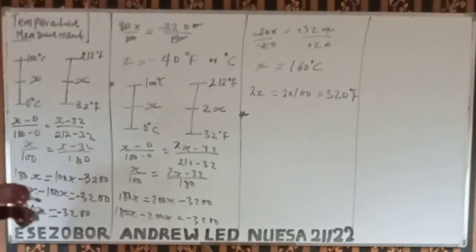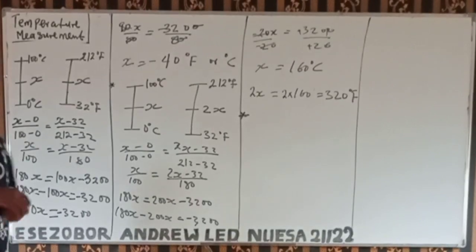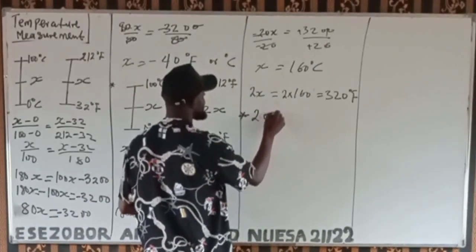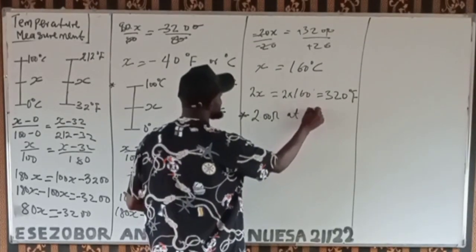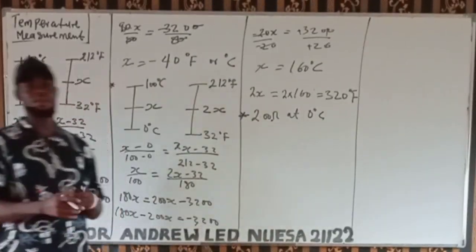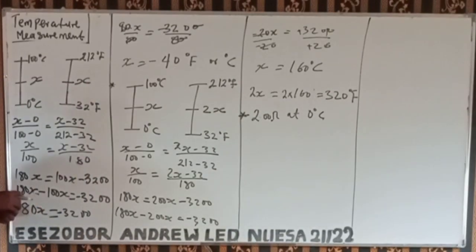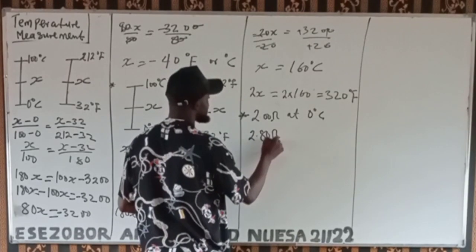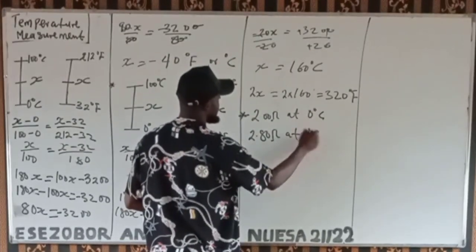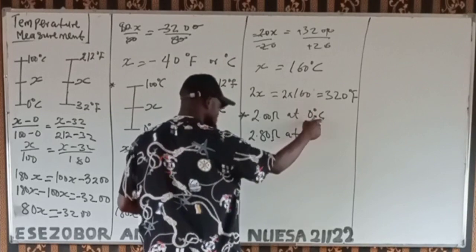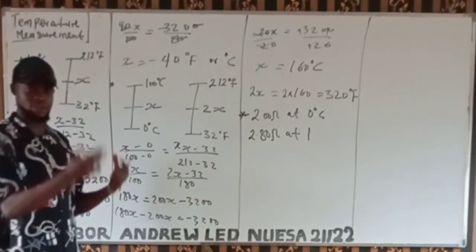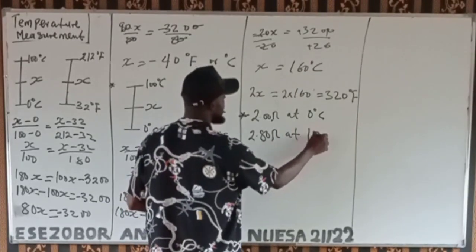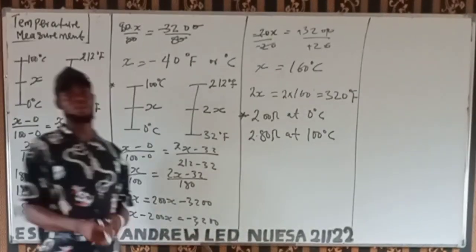So let's move to other important questions, let's say number 3. A platinum resistance thermometer records 2.00 ohms at 0 degrees Celsius and 2.80 ohms at 100 degrees Celsius.